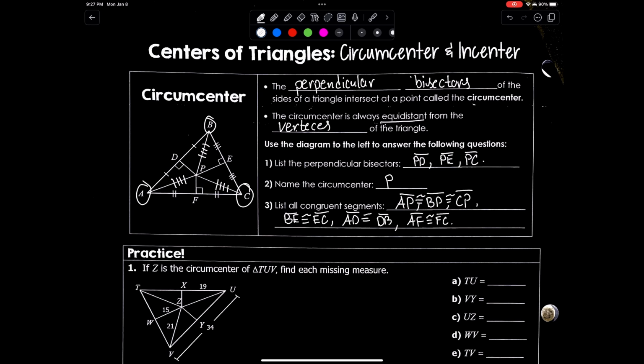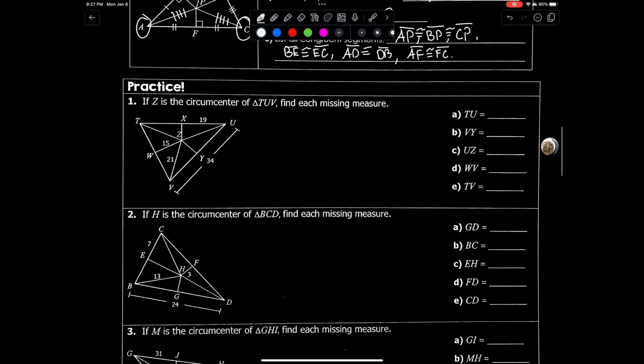Okay. Pause the video, let that sink in, watch it again a couple times. I'm about to go through a couple examples. So, I'm telling you right away, Z is the circumcenter. That means we have perpendicular bisectors. For 1, we have perpendicular bisectors. And 2, we have equidistance from the vertices.